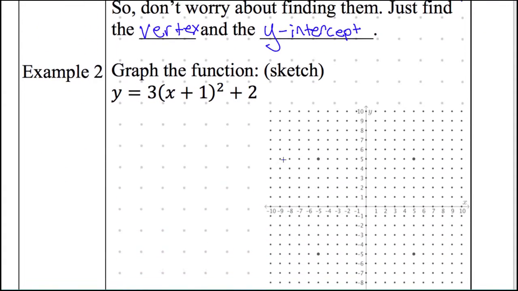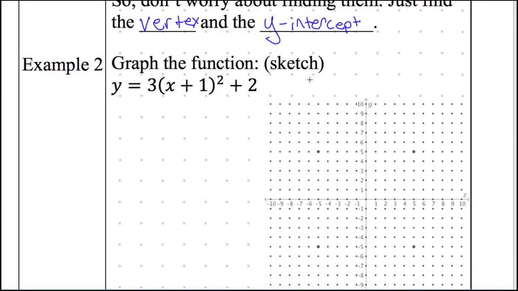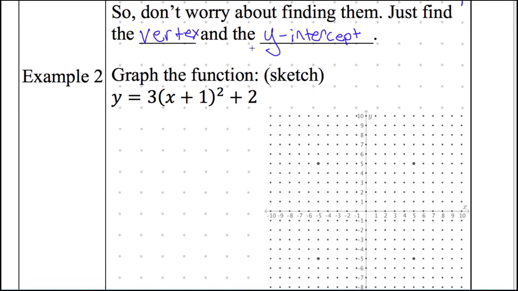This is our last example, and we're done with the notes. So, I have this function. I want you to sketch this. There's going to be 2 things you're going to be finding. You're going to find the vertex, and you're going to find the y-intercept. So what I want you to do right now is in your groups, find the vertex, find the y-intercept, and do your best attempt at sketching this parabola, sketching this function. So again, first find the vertex, then find the y-intercept.